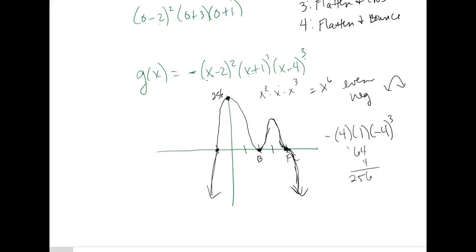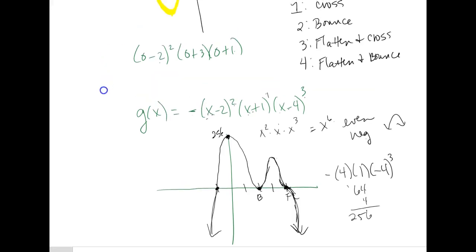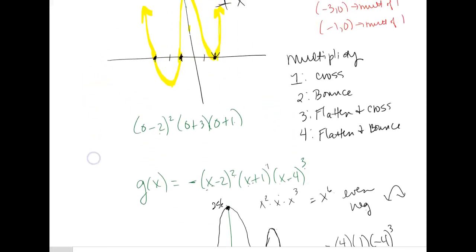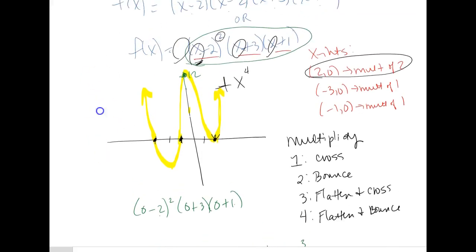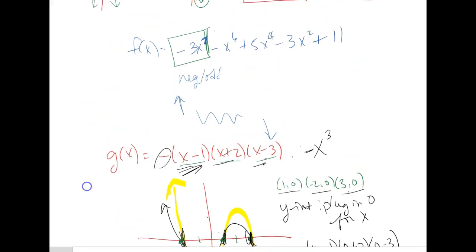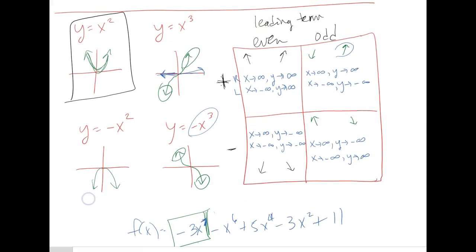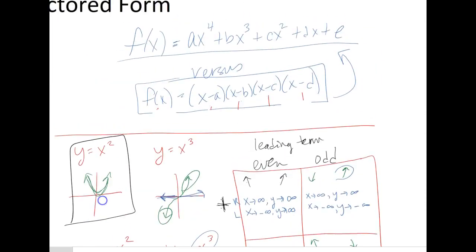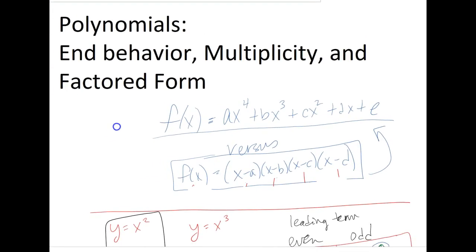So that is the speedy version of graphing from factored form, handling multiplicity and where it comes from, and then also how to do end behavior and use it to your advantage when graphing. So hopefully that helped you out and there are no questions, but if so, come and ask me.